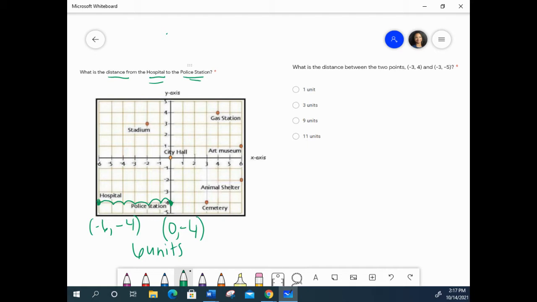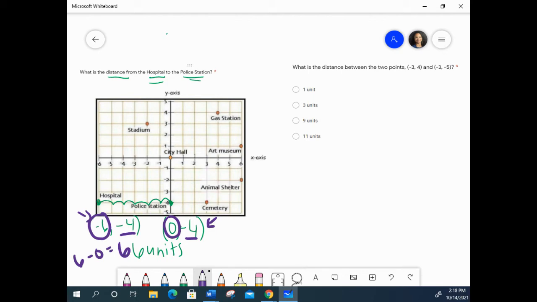Now, if you didn't know how to look at it on the grid, what you could do is look to see in your ordered pairs, which are right here, which number do you see the same? So here we have a -6 and a 0. Those aren't the same. But we do have a -4 and a -4. So that means our change is happening in our x coordinate. Okay? And anytime we have that, all we have to do is subtract the two of them.